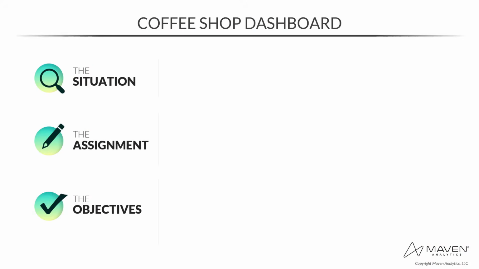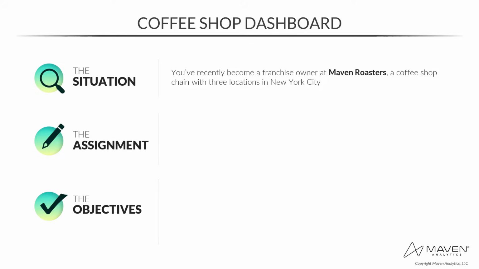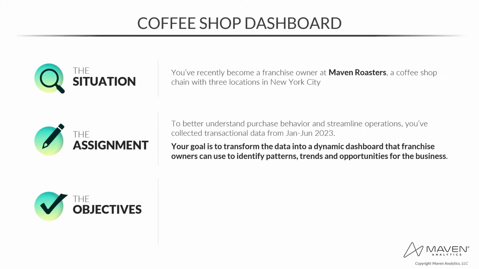This is a really fun one, and it's great for beginners who are just getting their hands dirty working with data. So here is the situation. You've recently become a franchise owner at Maven Roasters, a coffee shop chain with 3 locations around New York City. Now, to better understand purchase behavior and help streamline operations, you've collected transactional data from the first half of 2023.